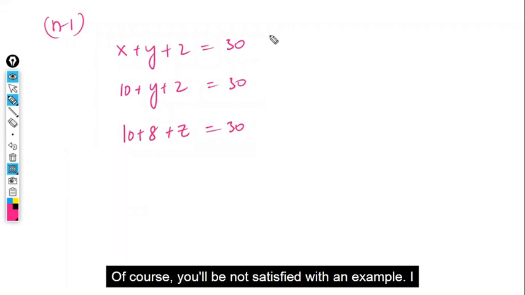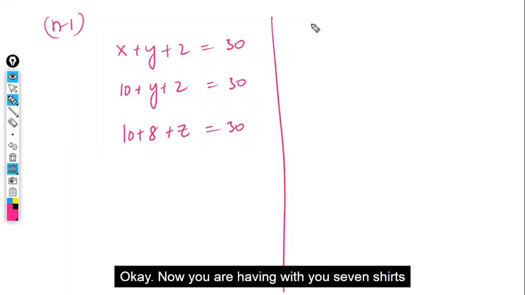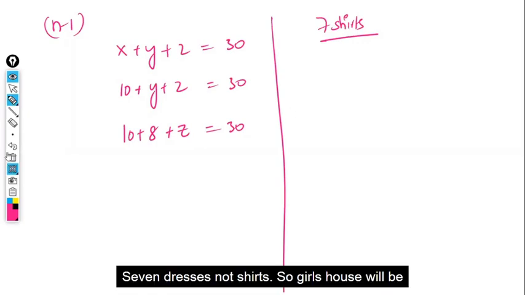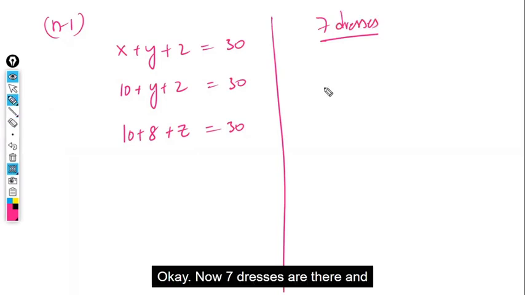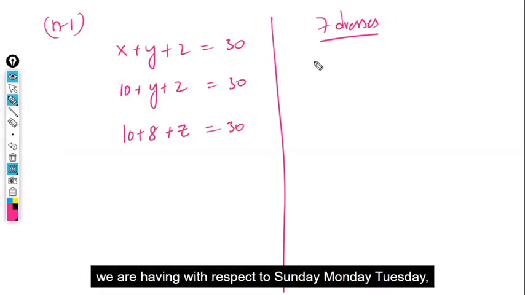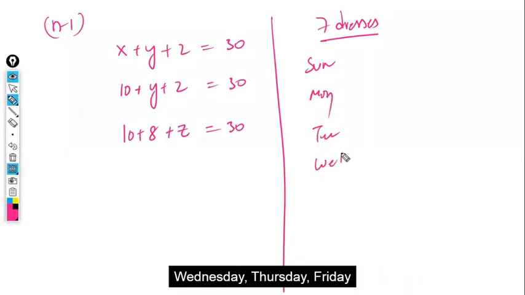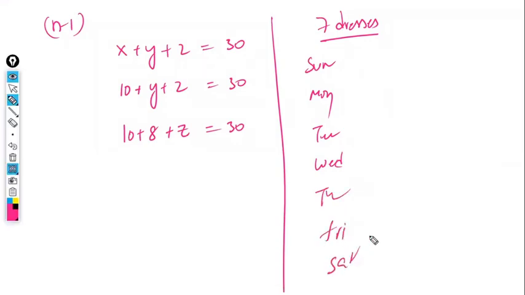Of course, you will not be satisfied with one example. I will explain with one more example. Now you have 7 dresses, not shirts, so girls also will be satisfied. 7 dresses are there with you. And we have Sunday, Monday, Tuesday, Wednesday, Thursday, Friday, Saturday. Now you have it like this.